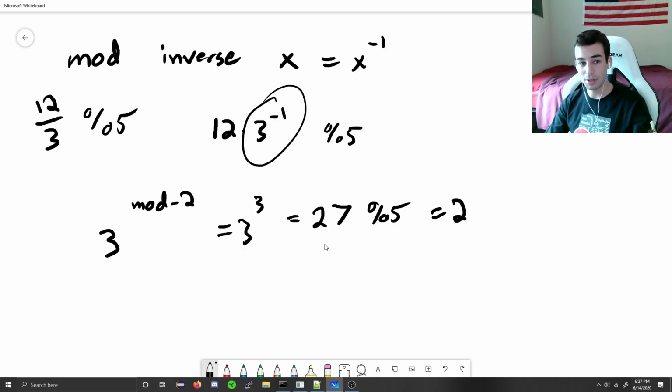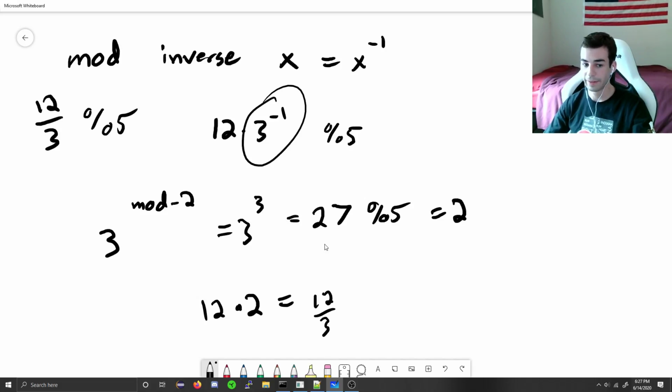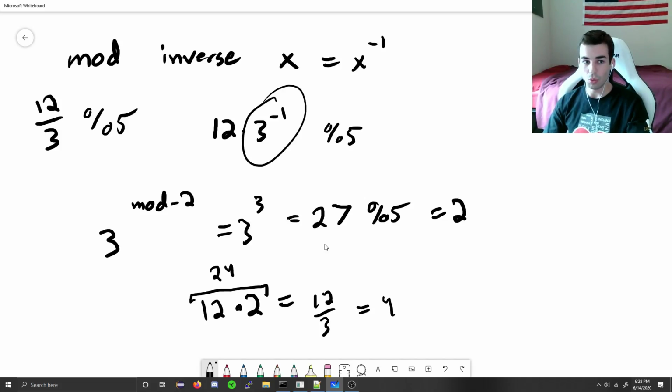So what that tells us is that if we take this 12 and we multiply it by 2, we're going to get some number that's equal to 12 divided by 3. And in both cases, we get 4. This right here is 24, and we can subtract away the 20, and then we'll be left with 4. So that's kind of what the mod inverse looks like. That's roughly how to do it.